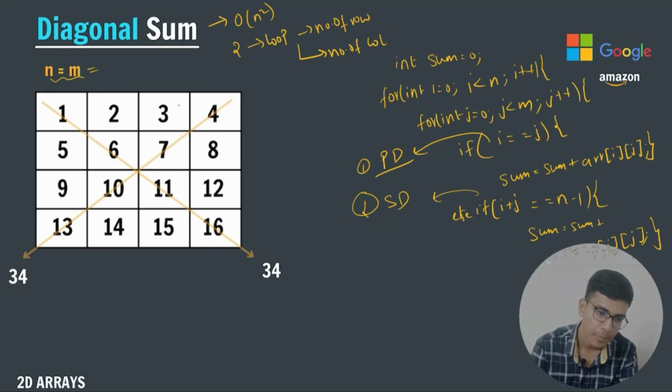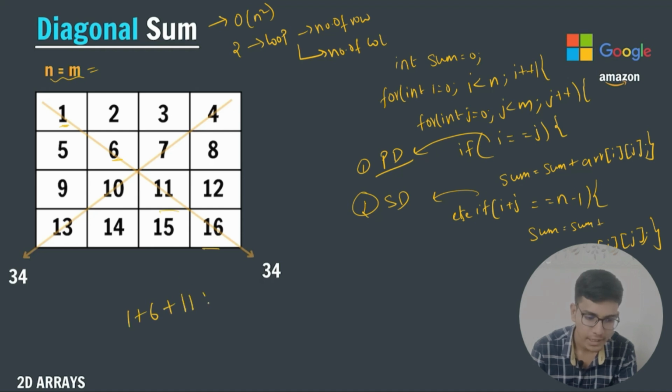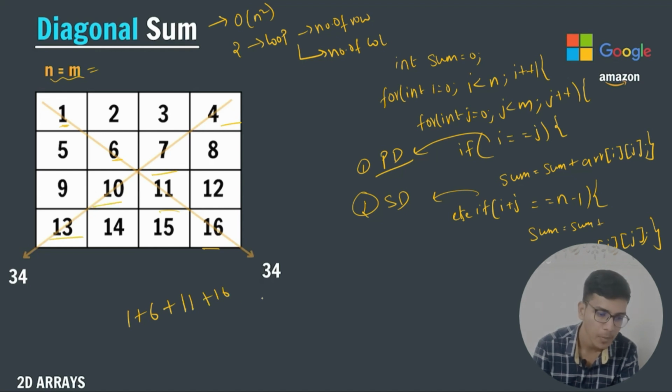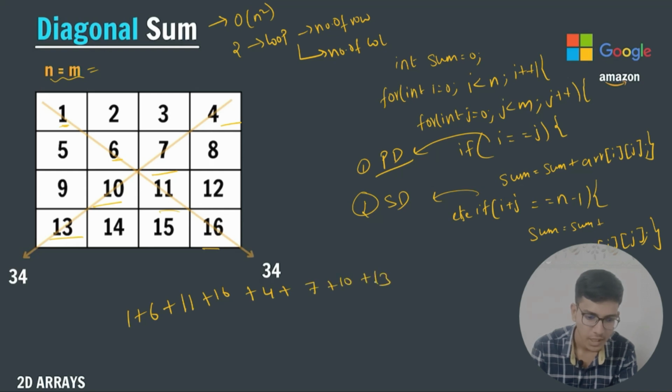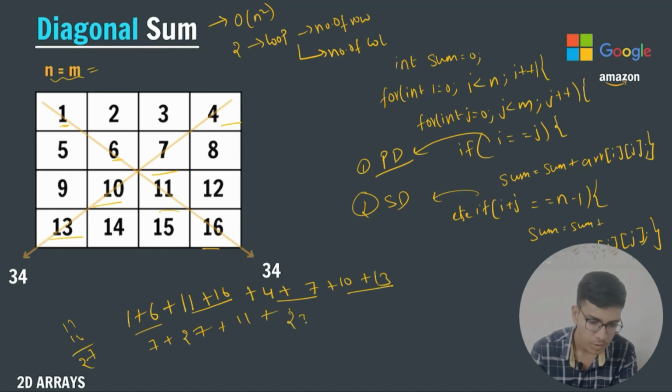Now let us calculate manually how we can calculate the sum of the given question. So here 1 plus 6 plus 11 plus 16. After that 4 plus 7 plus 10 plus 13. So whatever the sum we have, let us calculate: 7 plus 11 plus 16, that is 34.